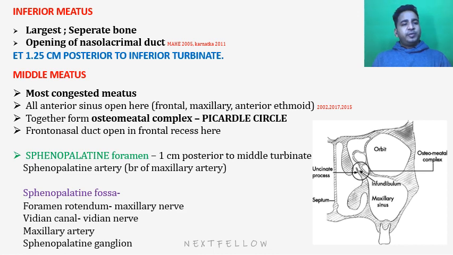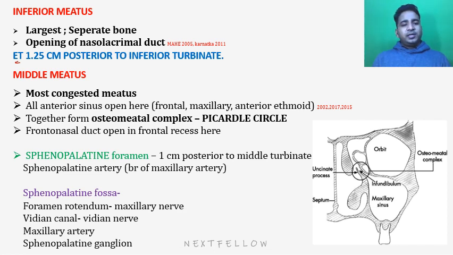Now if we talk about the inferior meatus, it is a separate bone which has the opening of the nasolacrimal duct. And the eustachian tube, that is ET, the opening of the eustachian tube is present in the nasopharynx, and it is around 1.25 centimeter posterior to the posterior most end of the inferior turbinate. That means where the inferior turbinate ends in the nasal cavity, if we go posterior to that, around 1.25 centimeter, there will be the opening of the eustachian tube.